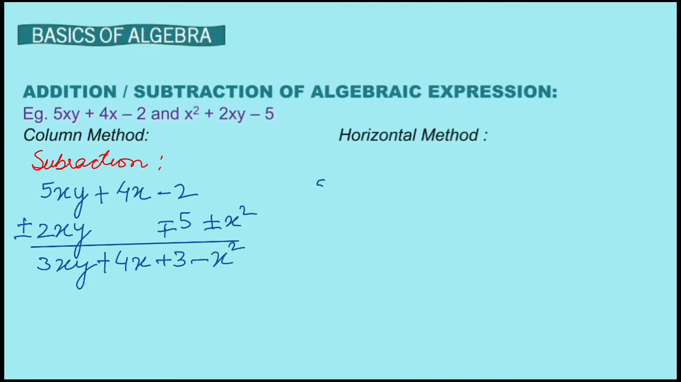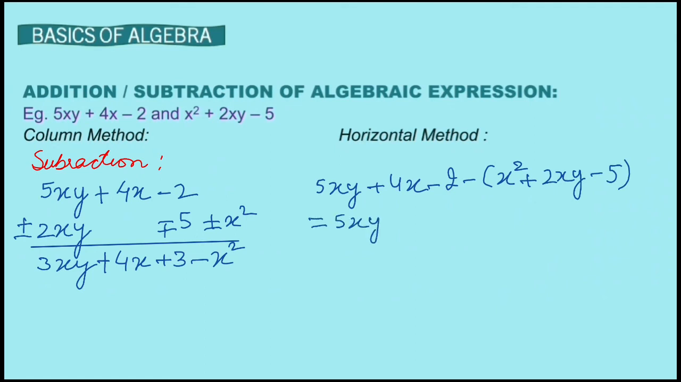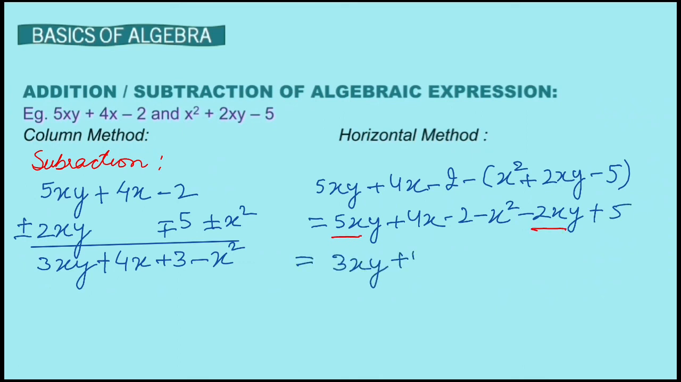In the horizontal method, we will put the second expression in brackets and put a minus sign before it. Now open the brackets in the second step, and the sign of all the terms inside the bracket will change. So 5xy minus 2xy is equal to 3xy. There is only one term of 4x, so just copy it down. Minus 2 plus 5 is plus 3. Only one term of x square, so copy it down directly. And this is the answer.